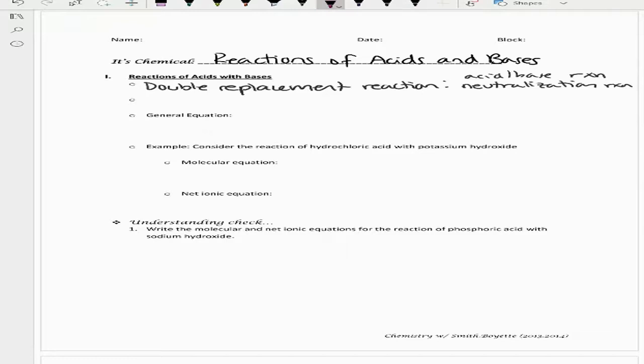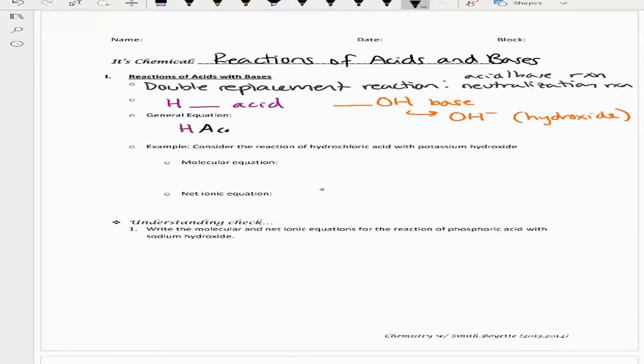What you may remember from the naming acids unit is that if you have an H with some sort of anion, that's an acid, and when you have something with an OH, it's a base. And this OH is actually OH minus, and we call that hydroxide. So the general equation is we have H with some sort of anion, aqueous, plus some sort of cation with OH, also aqueous, and we're going to make water, which is always a product of a neutralization reaction. I'm going to write it as HOH, plus your cation, anion, aqueous, salt.